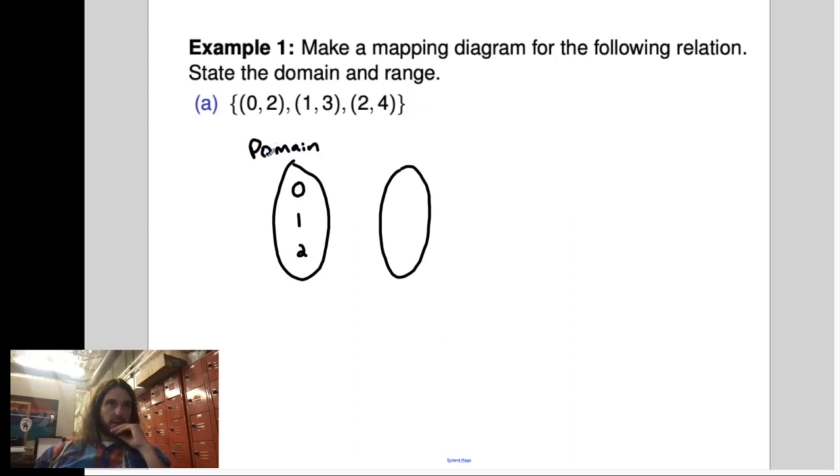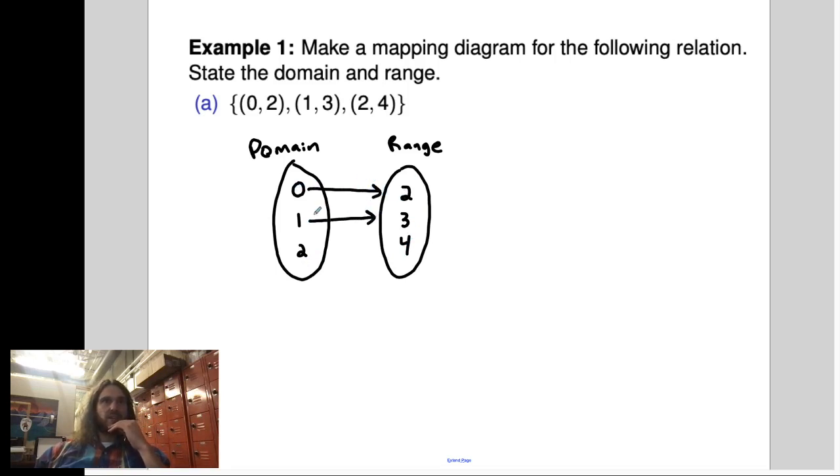Come on. There we go. Domain is written on the left. The range is written on the right. And the range is 2, 3, 4. And what makes a mapping is you have your elements of your domain. Each one should only be written one time. You have your elements of your range. Each thing should only be written one time. And then you draw the arrows, right? The domain is going towards the range.